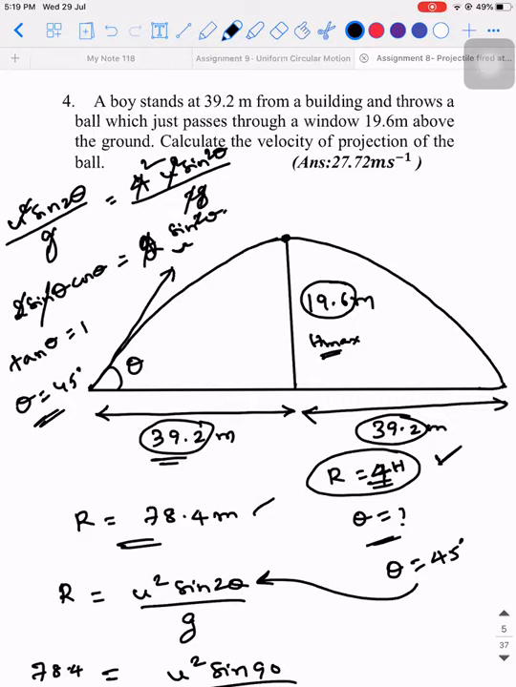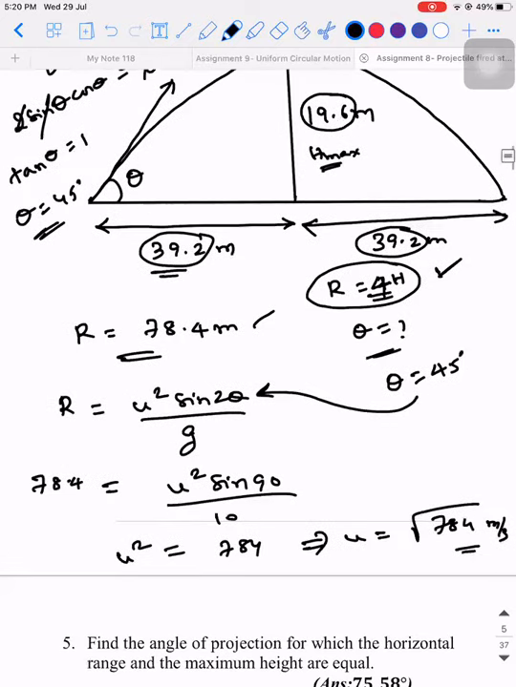Is this clear? Yes, substitute all these values, you will get the answer. Next question.